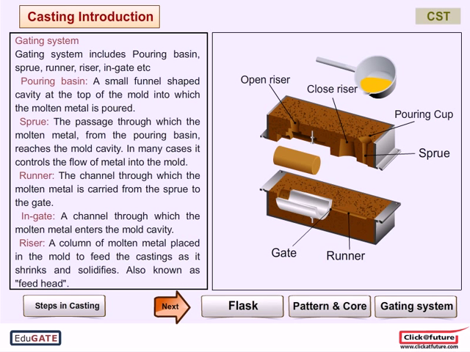Gating system. Gating system, paths for the entrance of metal into the mold cavity. It includes pouring basin, sprue, runner, riser, ingate, etc.